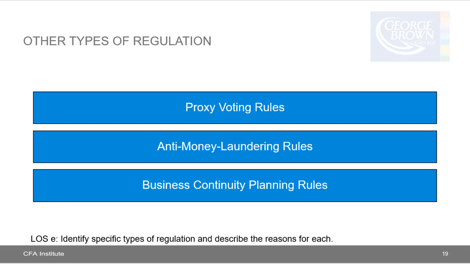And finally, other types of regulations with regards to business continuity planning rules. Given the essential nature of financial services to the economy, regulators may also be concerned about business continuity in the event of disasters such as fires, floods, earthquakes, epidemics. And so regulators want to be assured that customers' records are adequately backed up and that the firm has plans in place to recover from a disaster.